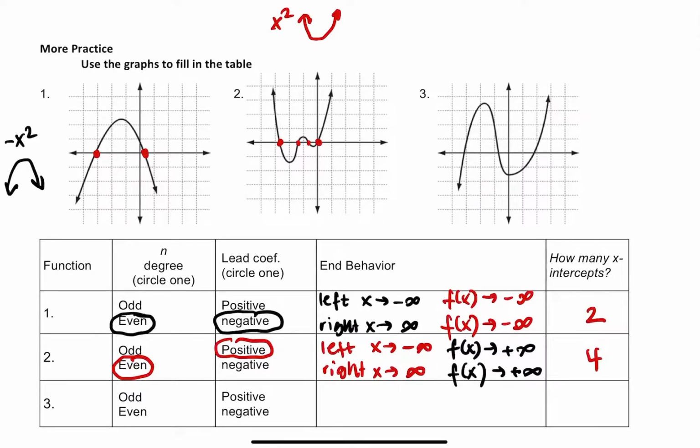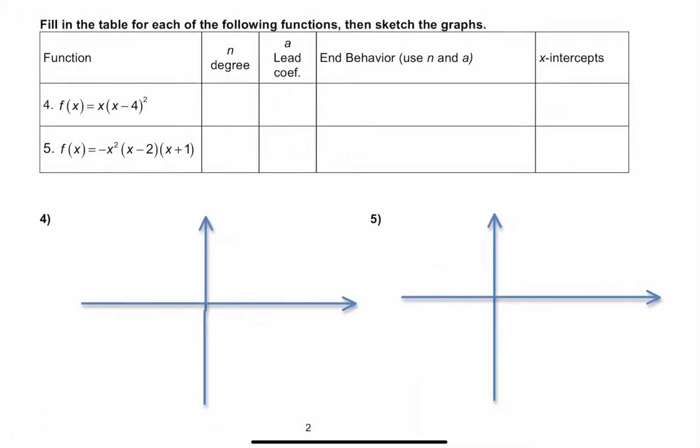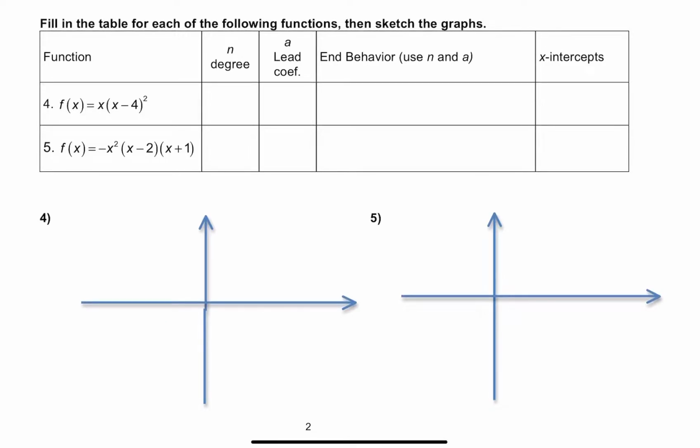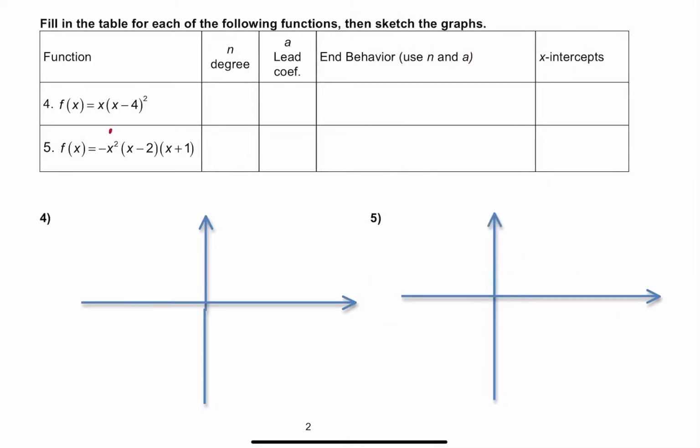Okay, let's go to question 4. Four is fine. Actually, let's do 5. So let's go to question 5. The first question is degree. We have x squared, we have x and x, so there are 4 x's in total, so that's an even degree. The leading coefficient is negative, right? So a is less than 0.